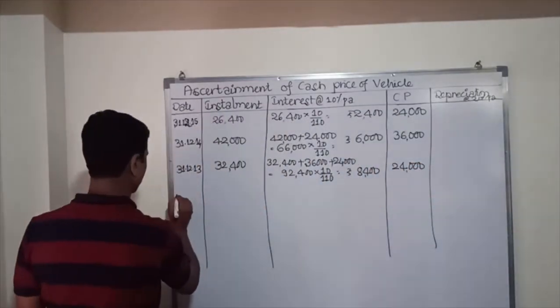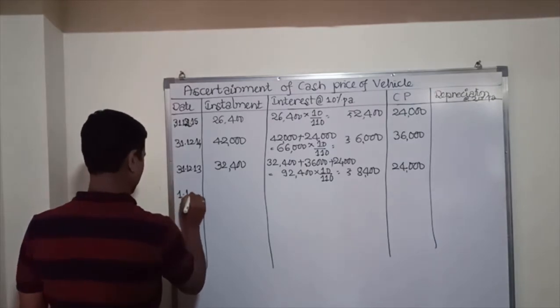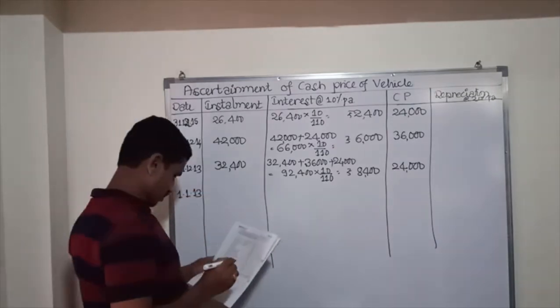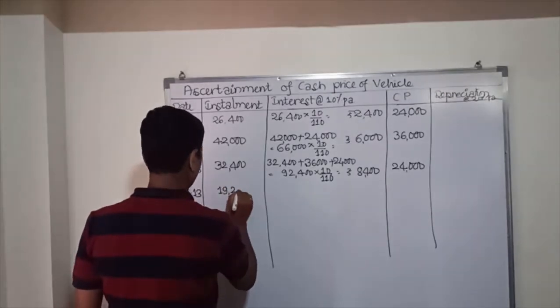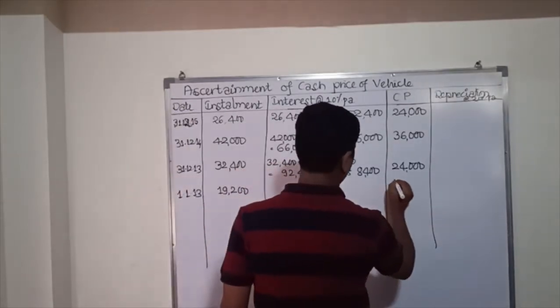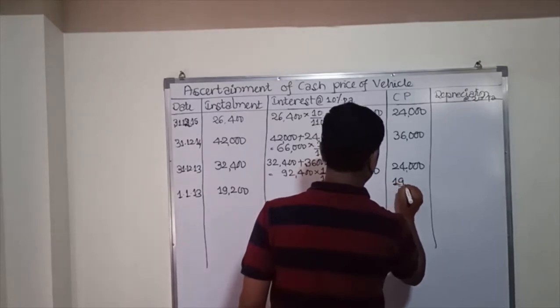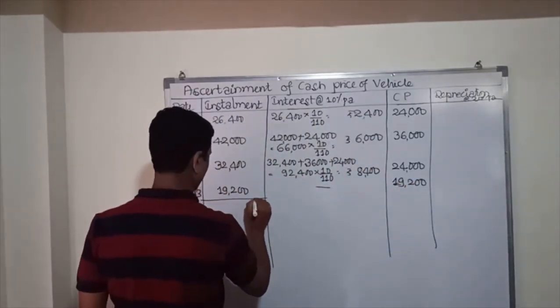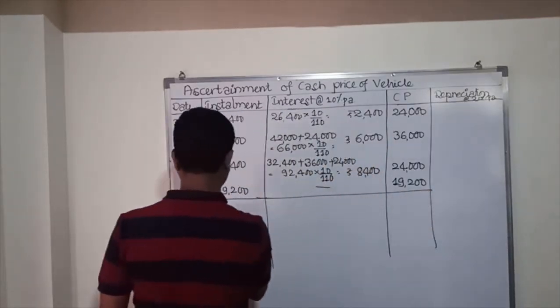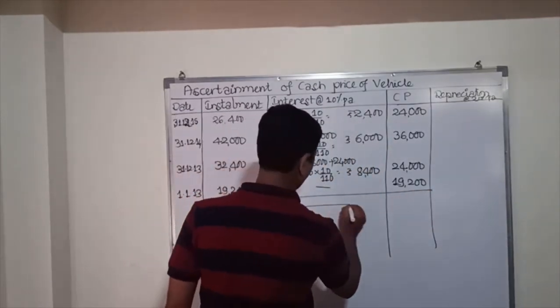Then the initial payment or the down payment is made on 1/1/2013. The amount is given as 19,200, on which no interest is payable. So 19,200. Now let us do the totaling here. Very simple problem.